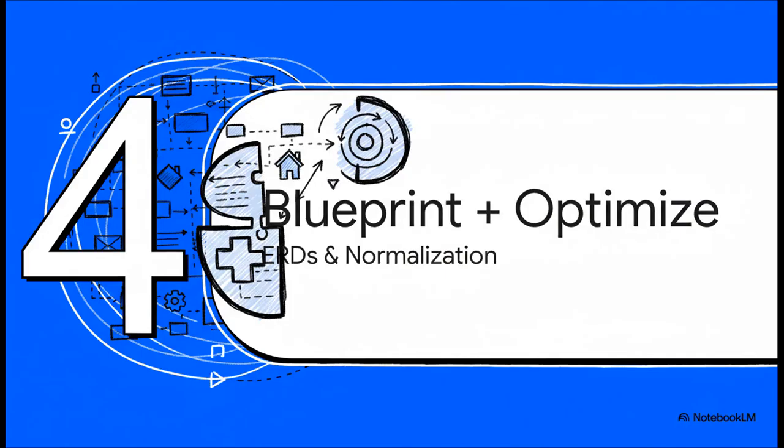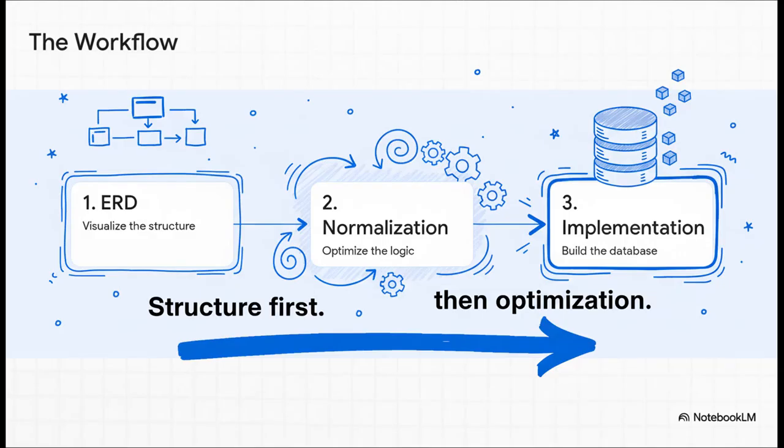So, you might be wondering, how do these two big ideas, the blueprint from the ERD and the optimization from normalization, actually fit together? Well, they aren't separate things you do. They're really two halves of the same powerful design process. Your workflow should look something like this. Step 1, you start with your ERD to map out the big picture structure. Step 2, you apply the rules of normalization to refine and optimize that structure. And only when you've done both of those things are you actually ready to build the database. It's always structure first, then optimization.